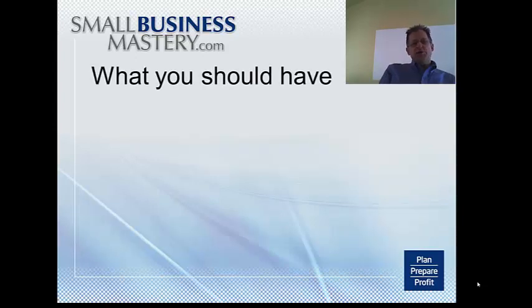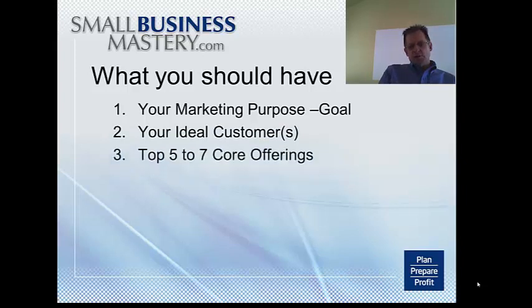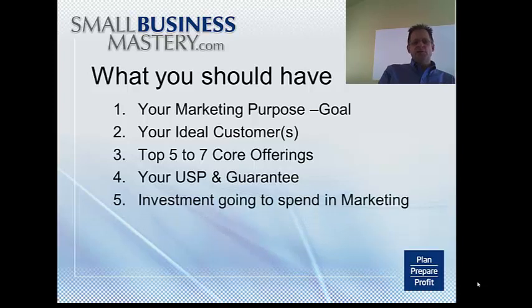So, what should we have done to date? We've gone through our marketing process, our marketing purpose or marketing goal. We've set that up. You've gone through your ideal customers. You've looked at your top 5 to 7 core offerings. So that was that 80-20 rule. We looked at how 80% of our revenue is brought in by 20% of our products and services, and we've established a list for that. You've looked at your unique selling proposition, your USP, what makes you different, what differentiates you from the others, and you've looked at your guarantee.